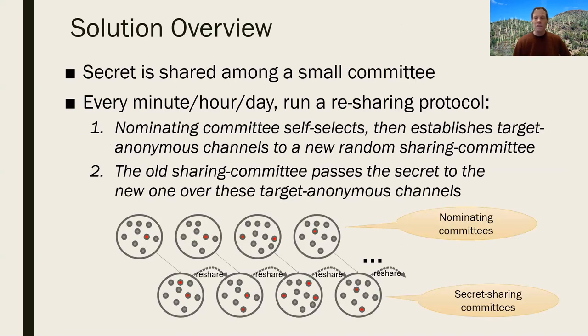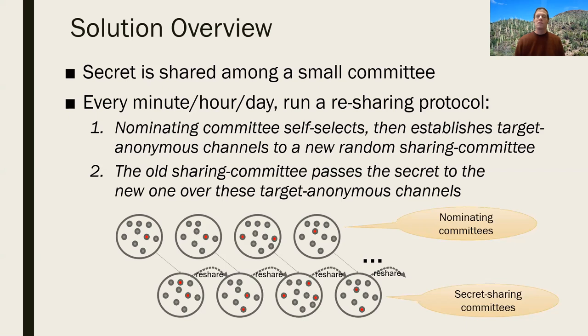And in our case, we would need to combine this with the mechanism that I described earlier for choosing the secret committee. So the secret would be shared among a small committee, as we said, and every time period, which could be a minute, an hour, a day, or whatever, we're going to run this resharing refreshing protocol. And it would have these two steps, where in the first step, a nominating committee will self-select, establish target anonymous channels to the new random secret sharing committee.